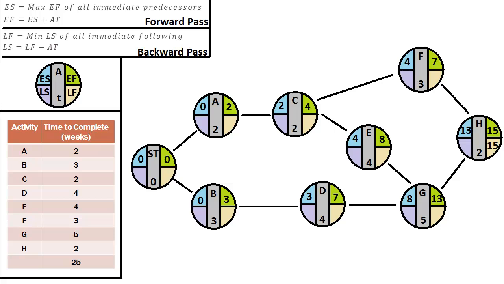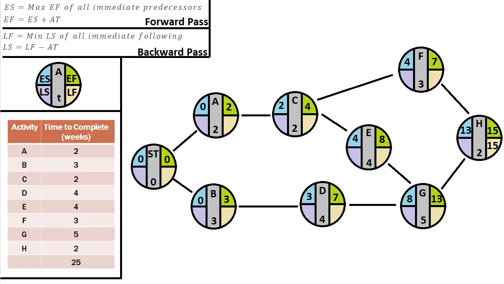Okay, so let's go ahead and do our backwards pass through our network. To begin our backwards pass, we're going to start with the stipulation that the latest finish in our project is the same as the earliest finish. So if you look on node H on the far right, you will see that the early finish, EF in the green, and the latest finish in the tan color are the same, 15 weeks. From there, we're going to go backward through our network. And this will all make sense when we're all done. Trust me, hang with me.